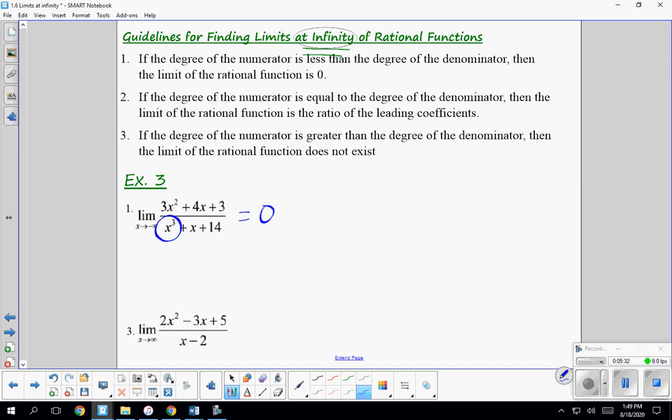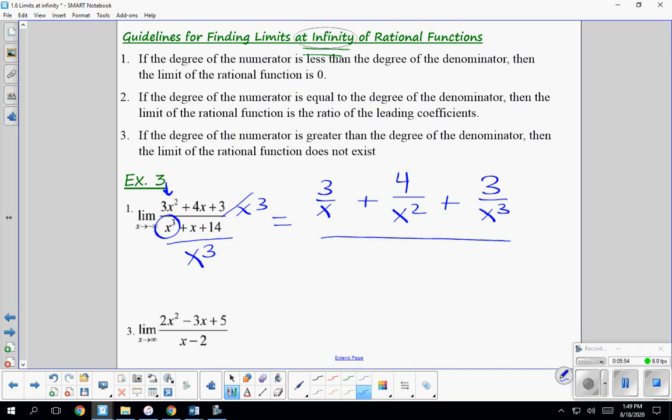And we could also use the technique we used on the previous page. We know that the denominator is a problem, so we want to get rid of all of these. So we're going to divide everything by x cubed. When we do that, our first term results in 3 over x. Our second term results in 4 over x squared. And our last term is 3 over x cubed. In the denominator, we get 1 plus 1 over x squared plus 14 over x cubed.